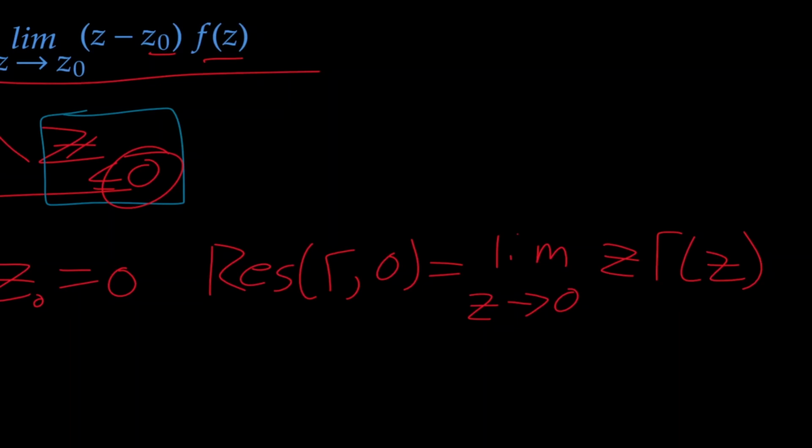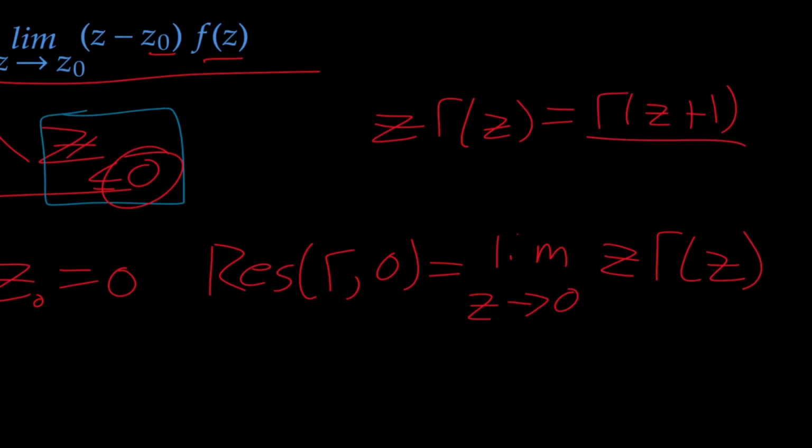But if we use one of the properties of the gamma function, namely the fact that z times gamma of z is equal to gamma of z plus 1, we can see that whenever we plug in 0, we don't get 0 times some sort of infinity. What we get is gamma of 1, which is equal to, drum roll, just 1. So we've done it for z naught equals 0.